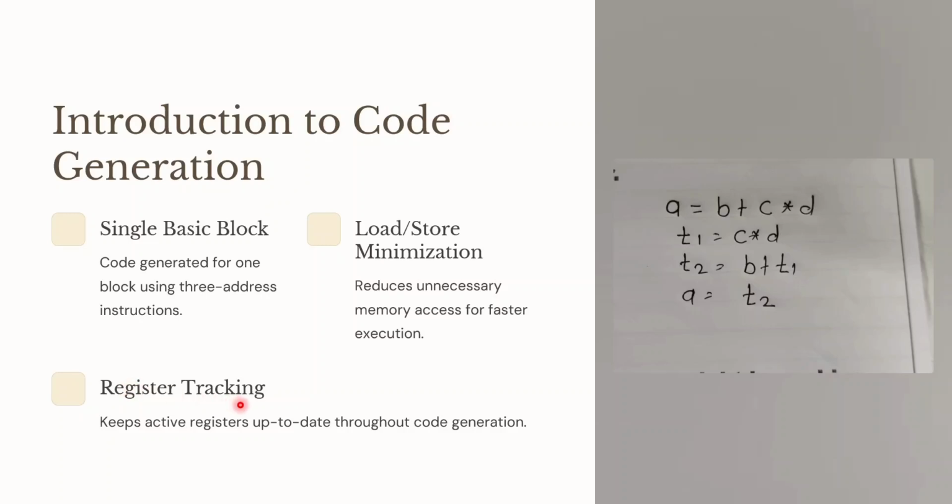Third one is register tracking. In that we keep track of which registers are currently used and what value is held. If R1 register is holding the value of T1 and we don't overwrite it, we can reuse it without reloading from memory.